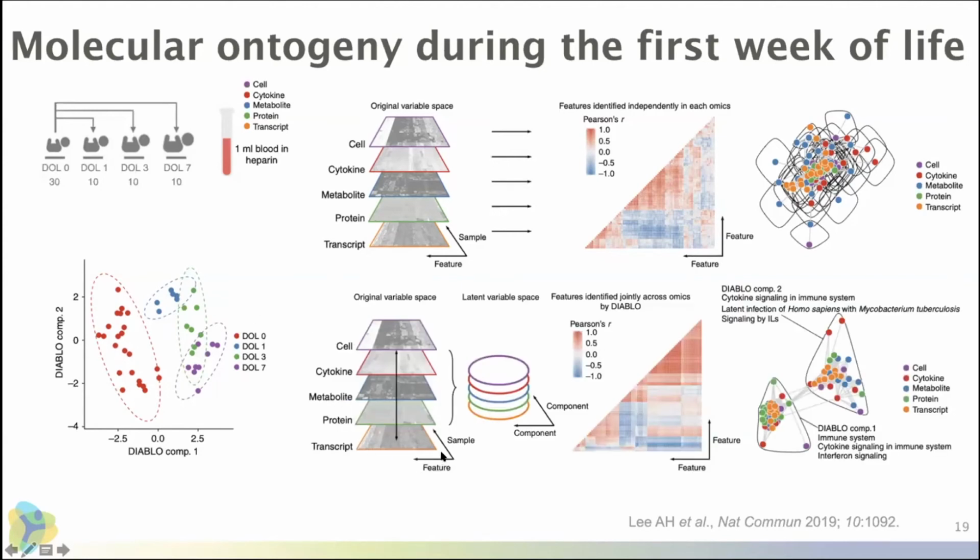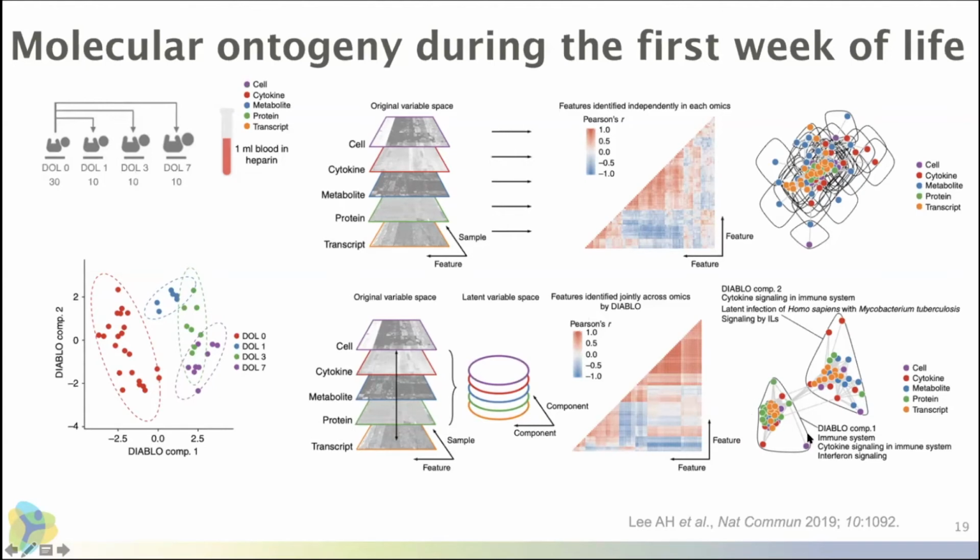So this is the application of Diablo to this cohort data set, and you get a much more blocky structure. This is a heat map depicting the correlation, both positive and negative, between the variables that are selected, also known as features.